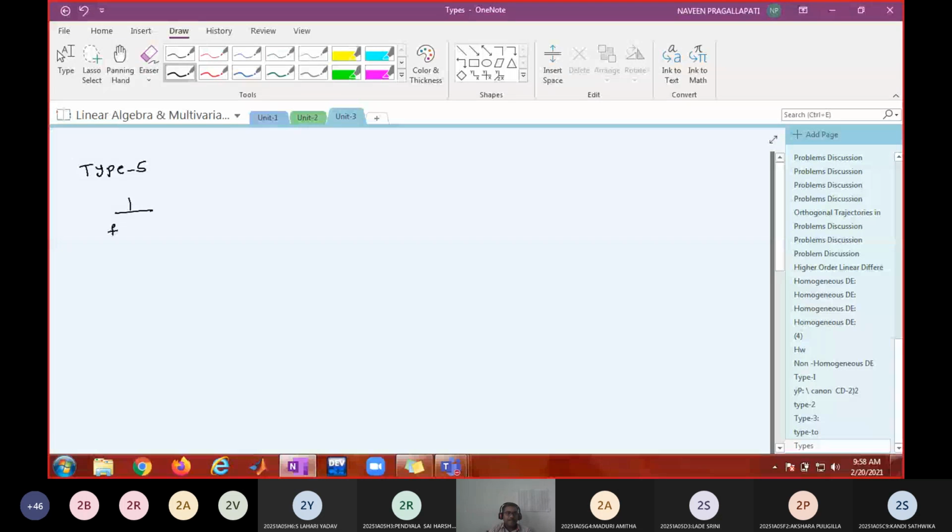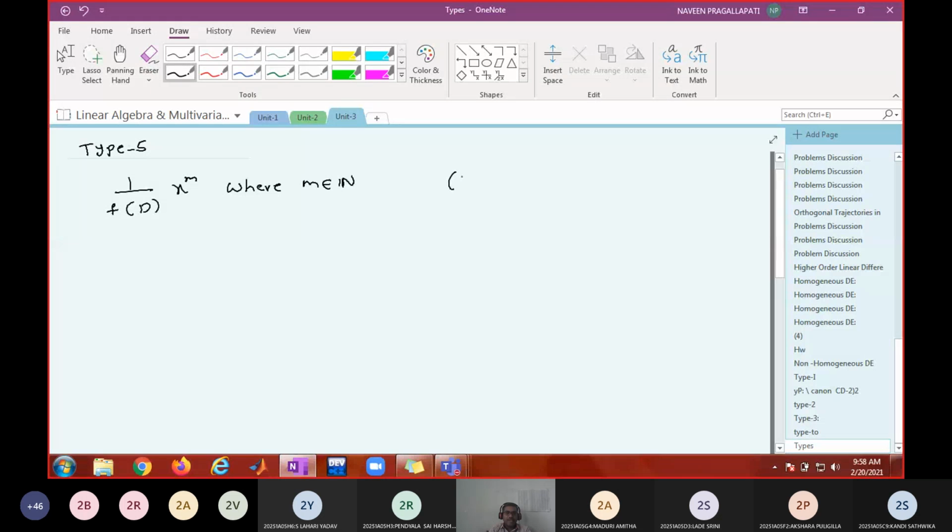1 by f of d of x power m. What is x power m? Polynomial, okay? Where m is a natural number. Okay, I will demonstrate this with one example. So before that, write down the binomial expansion.